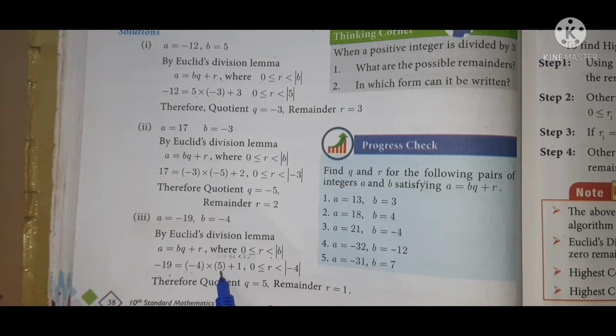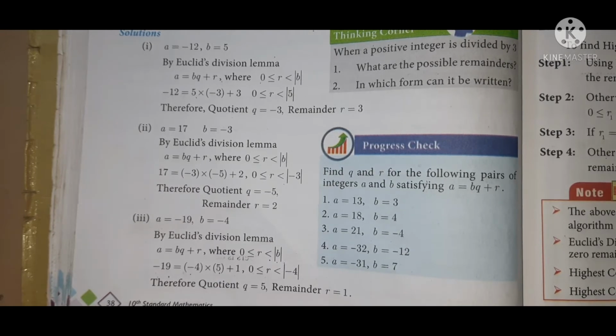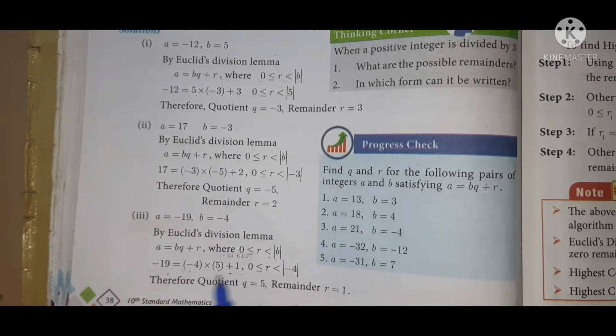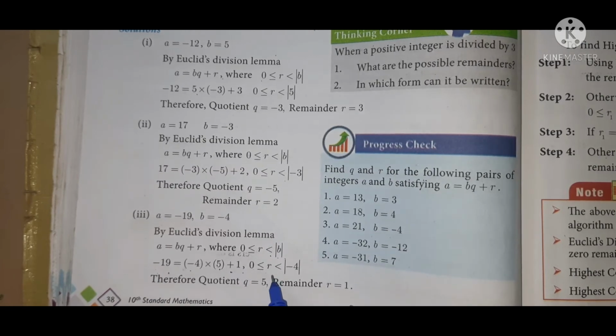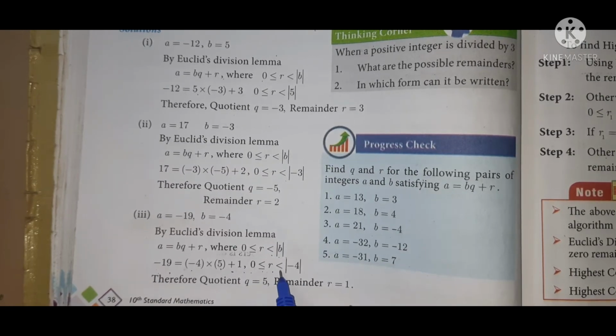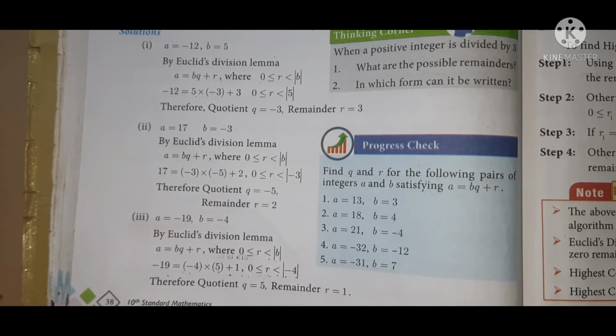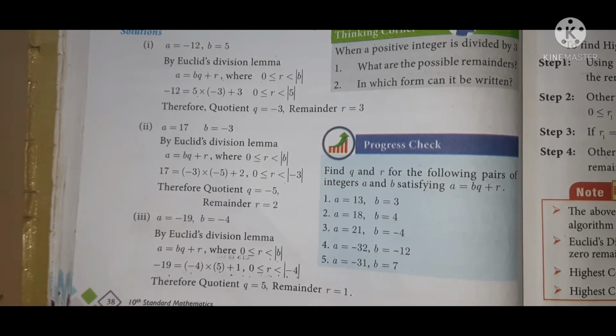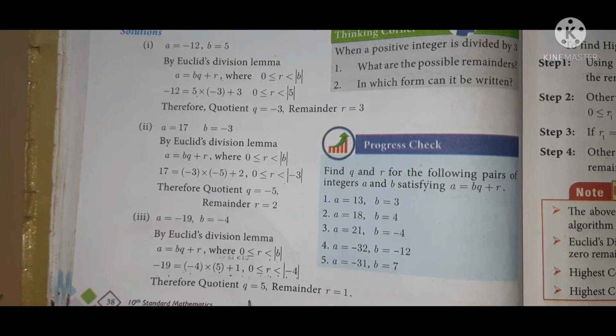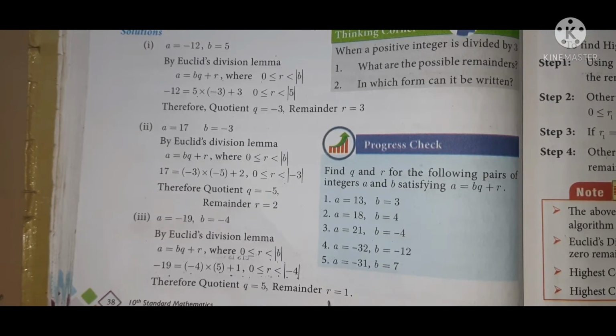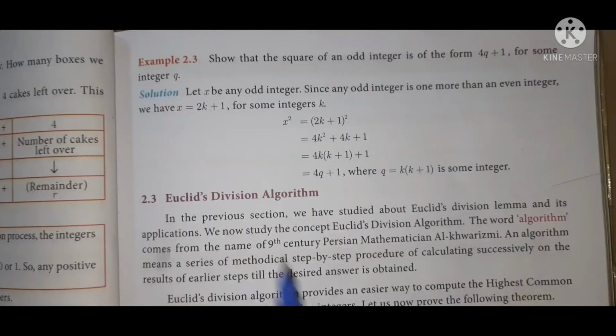Minus 4 into 5, minus 20. Minus 20 plus 1, minus 19. r is greater than or equal to 0 and less than modulus of minus 4. r is always less than the divisor. Therefore, quotient q is 5 and remainder r is 1.